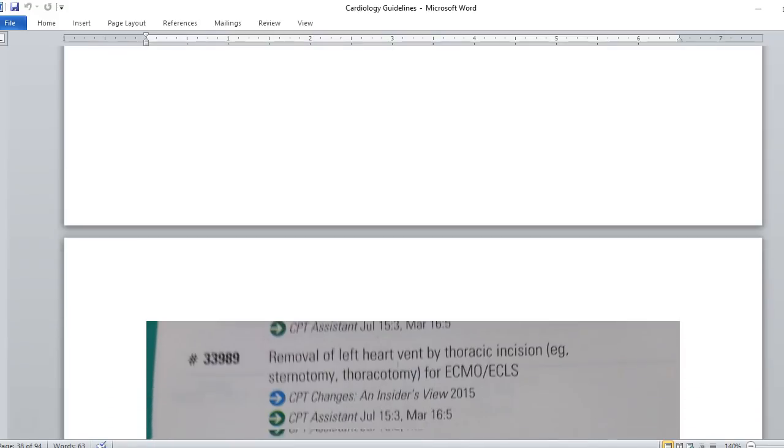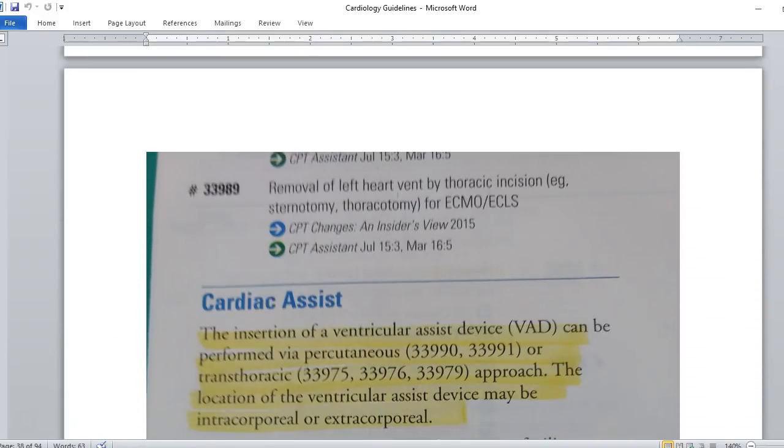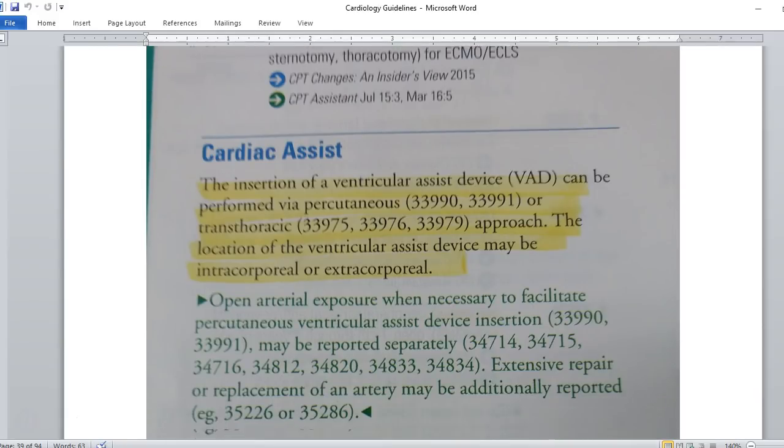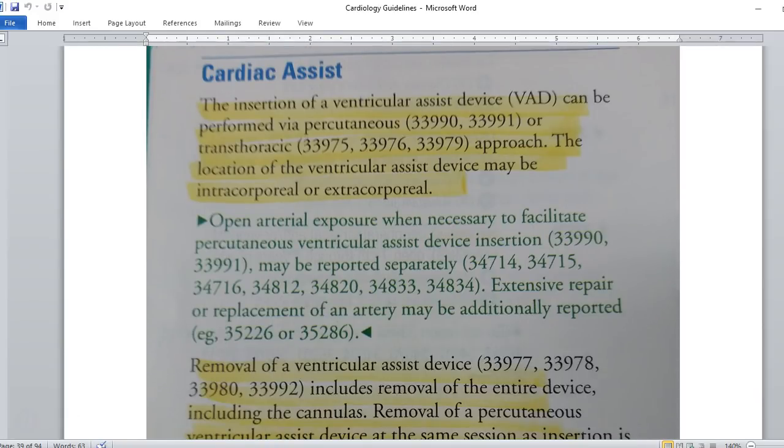Now, along with those artificial hearts, we also have these cardiac assist devices. And these cardiac assist devices, there's a picture on page 227 that gives you a good idea of what these look like. These are also known as ventricular assist devices. They can be performed percutaneously or by transthoracic approaches. And again, they could be intracorporeal or extracorporeal. So again, meaning the device can be physically inside the body or physically outside of the body, depending on what the patient needs and what the surgeon would like to do.